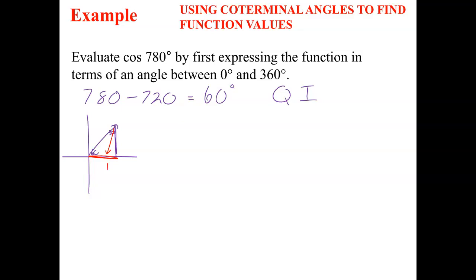All right? The side opposite 60 is going to be what? Root 3. The hypotenuse is going to be what? 2. Sine, cosine, and tangent. Sine is root 3 over 2. Cosine is 1/2. Tangent is root 3. And then write your reciprocals for the rest.